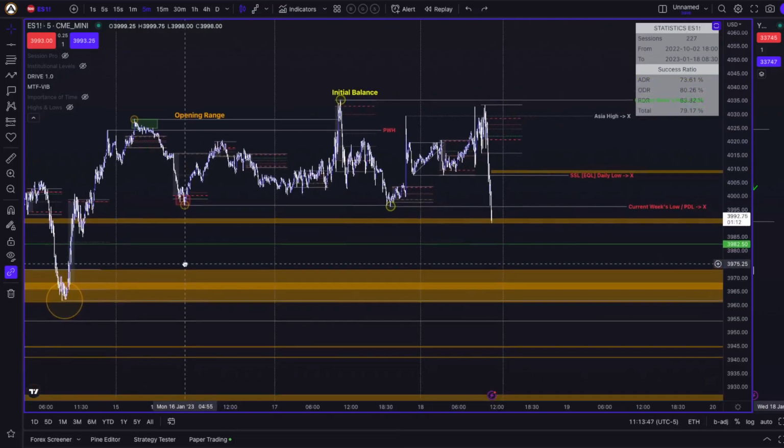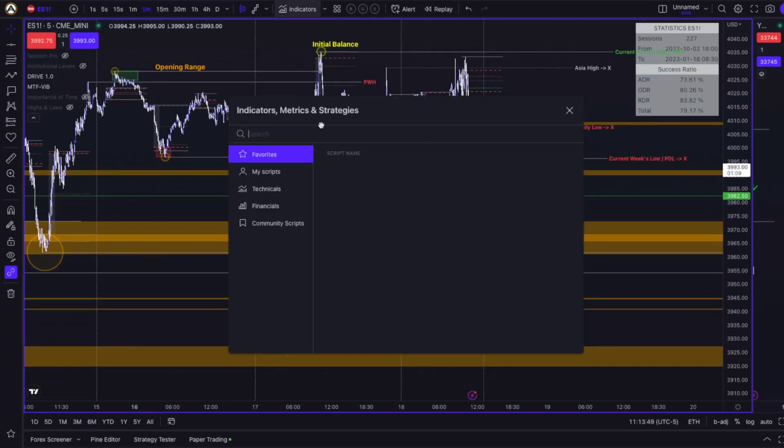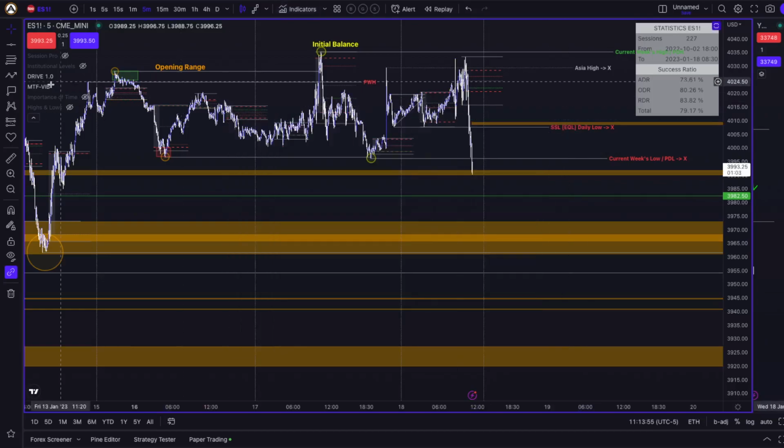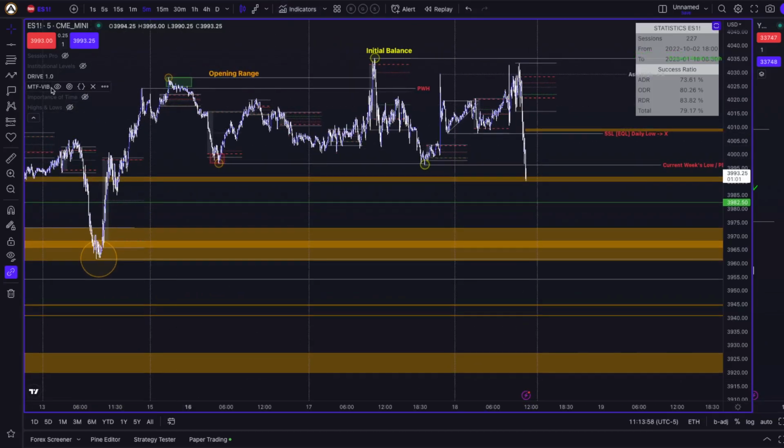I don't think that the master already released his. Let me have a look. No, he did not release his volume imbalance indicator, but I released a volume imbalance indicator from myself basically, or for myself and for the community.